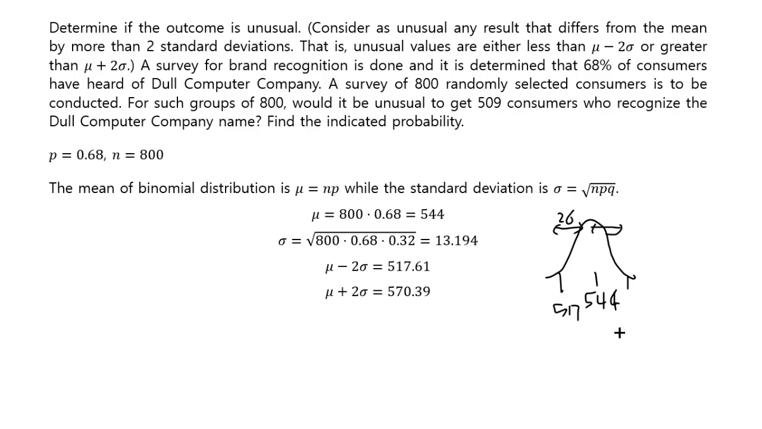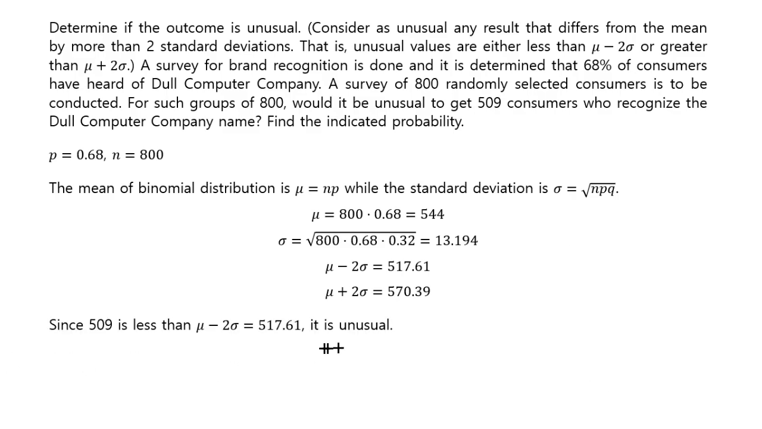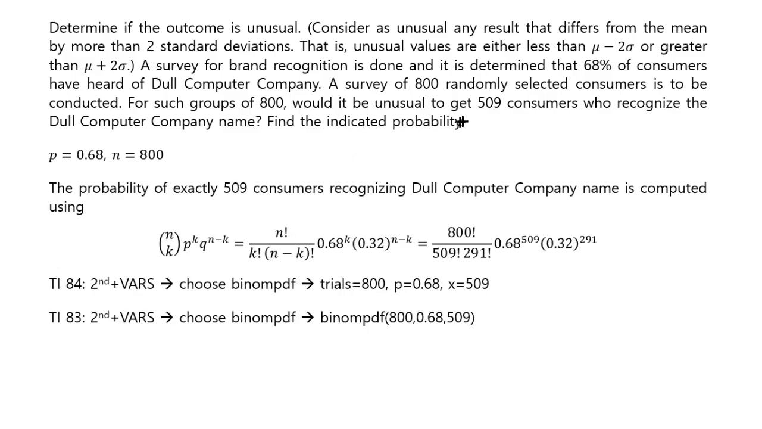You would expect that out of the 800 people surveyed, around 517 to 570 people would be recognizing the brand, but it's kind of unusual to have such a low number. Okay, so that's what I mean. Since 509 is less than mu minus 2 sigma, this is unusual. Now the second part is to find the indicated probability, right?